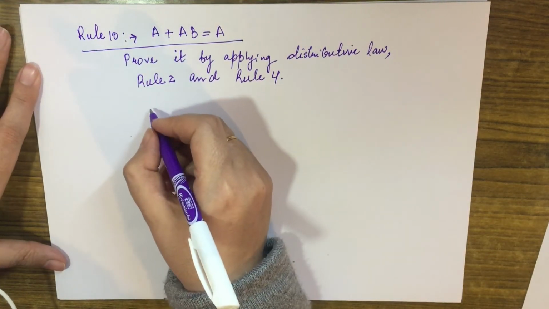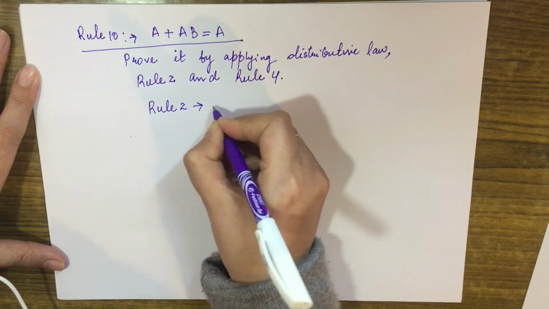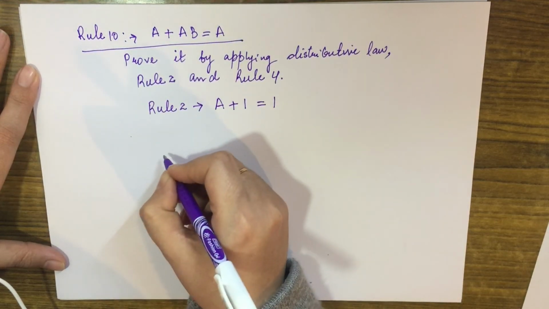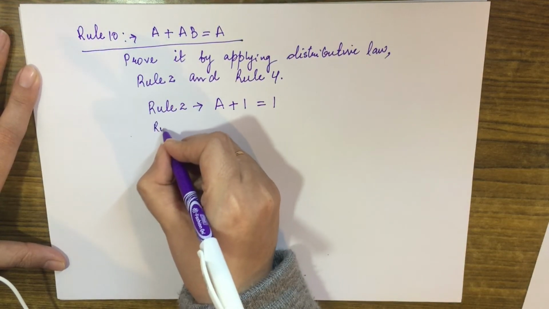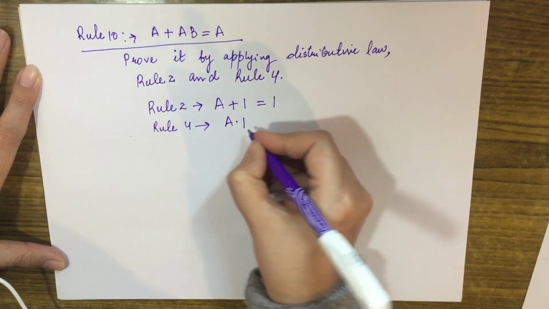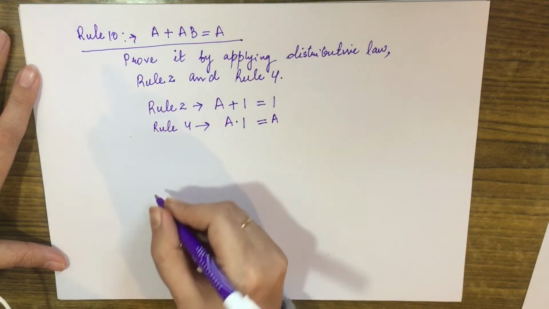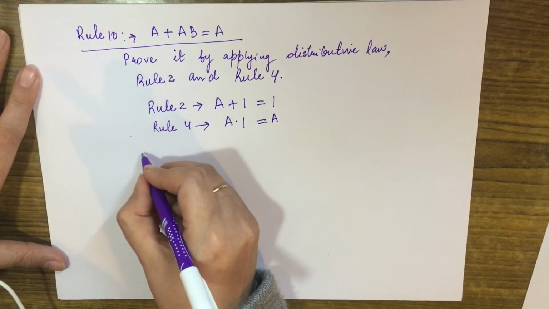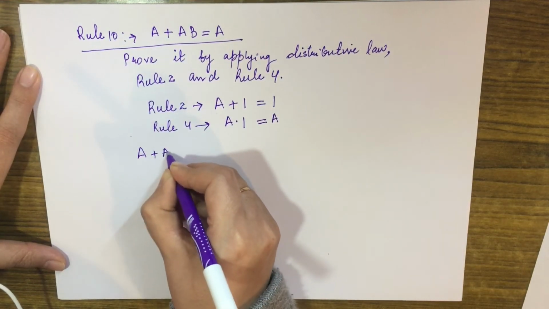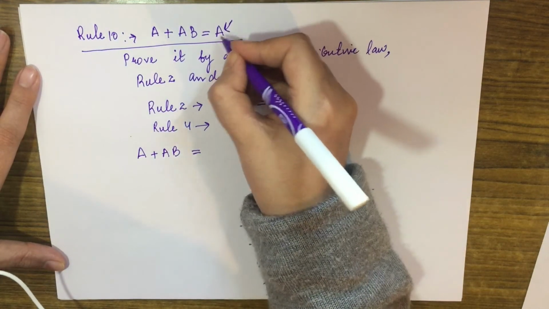So first I will write those rules. What is rule 2? Rule 2 is a or 1 is always equivalent to 1. Our rule 4 is a and 1 is always equivalent to a. So now we will try to solve it. I will write this again: we have a plus ab, that should be equivalent to a somehow.